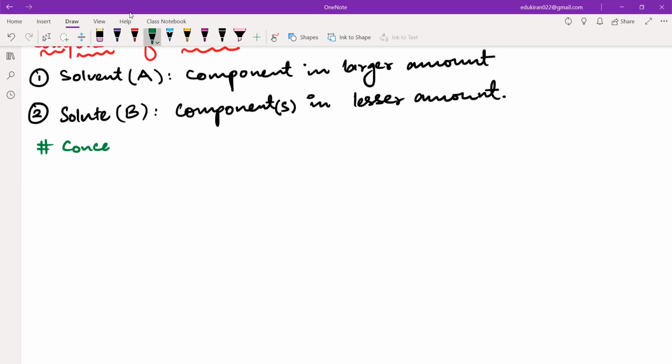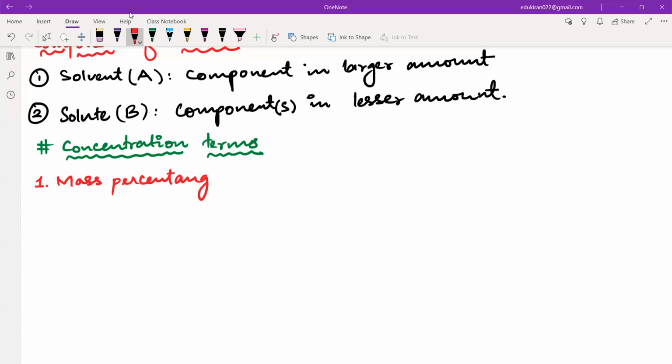So over the years, concentration terms. Okay, over the years and according to the usage and application, many concentration terms have been formulated, and these concentration terms you have already learned in your 11th standard. The first one is mass percentage. It is given by W by W. Now, what is mass percentage and how will you calculate it?